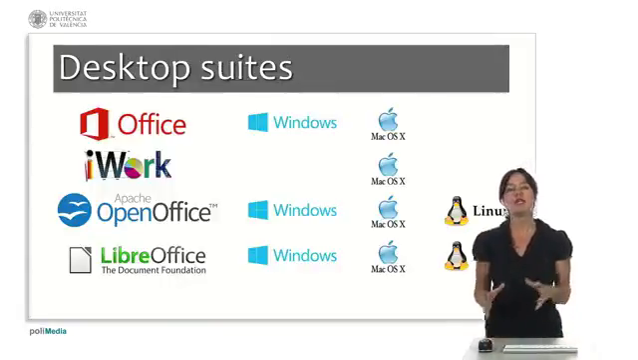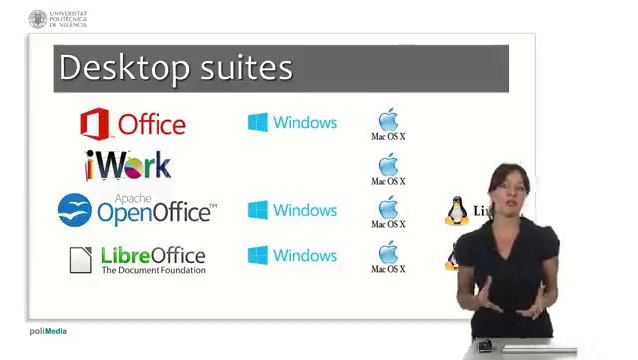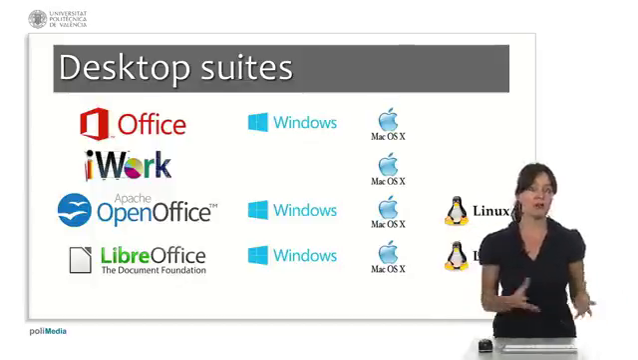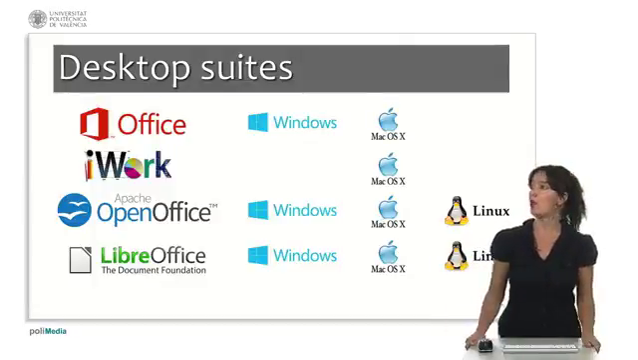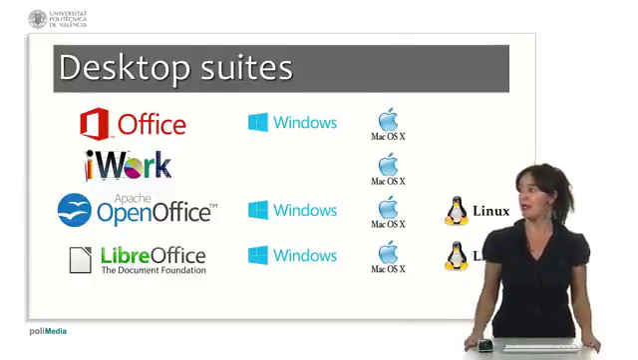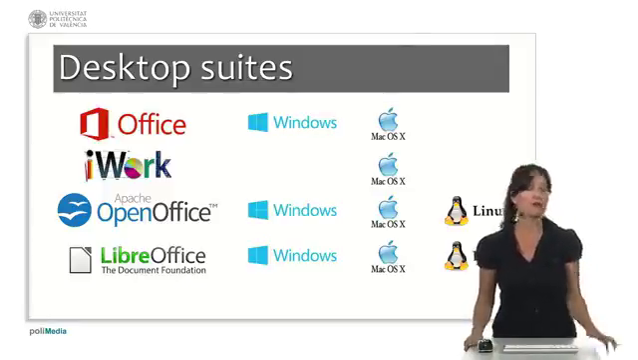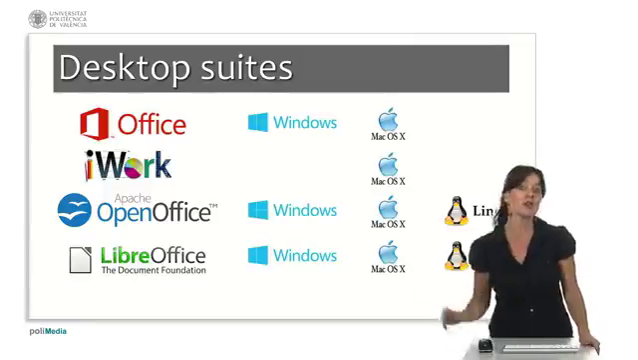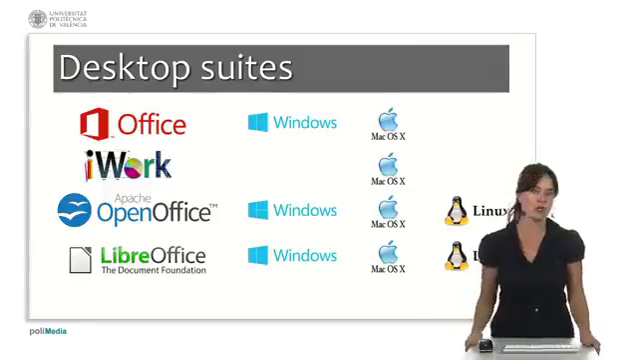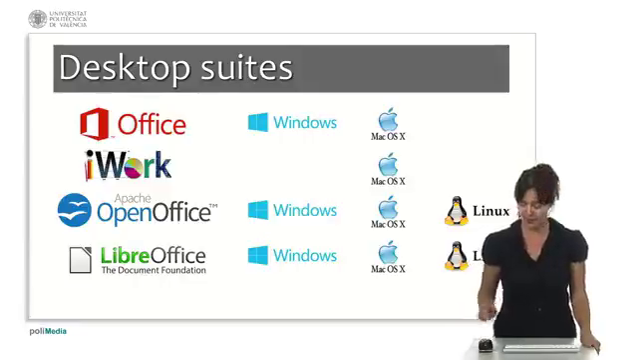So not all suites run on desktops. Depending on the strategy of the developer, some run on a desktop and others run in the cloud. On this slide, for example, we see desktop suites. We have Office that runs on Windows and Mac, iWork that only runs on Mac, OpenOffice that runs on Windows, Mac OS, and also Linux, and LibreOffice, which also runs on the 3 operating systems.